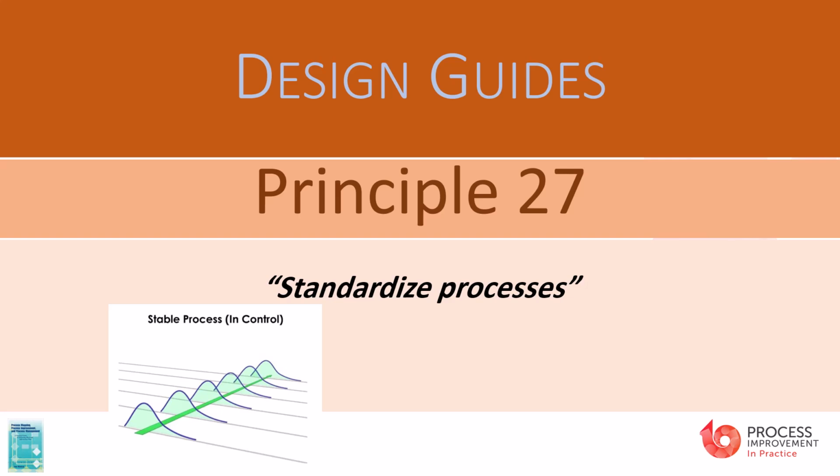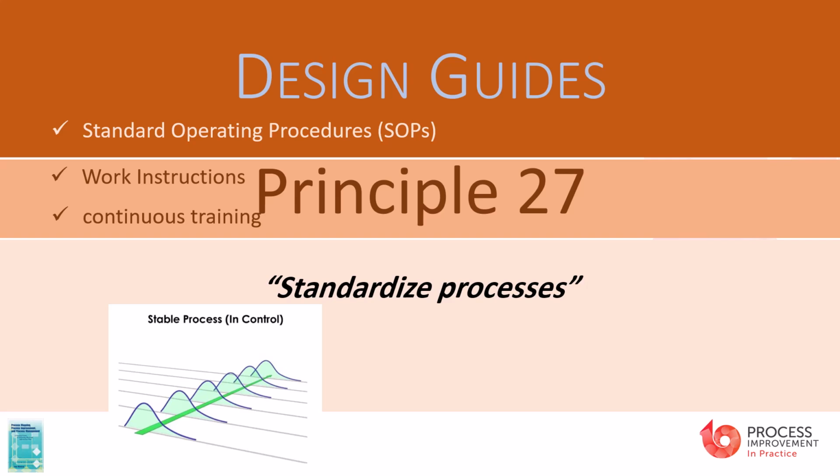If 10 workers are performing the same activity in different ways, the process output will not be the same. Hence, reducing variation resulting from inconsistent performance is an essential step before improvement. Standard operating procedures or SOPs, work instructions, and continuous training are all methods to standardize your process. Make sure you have them in place when you think of redesigning your processes.